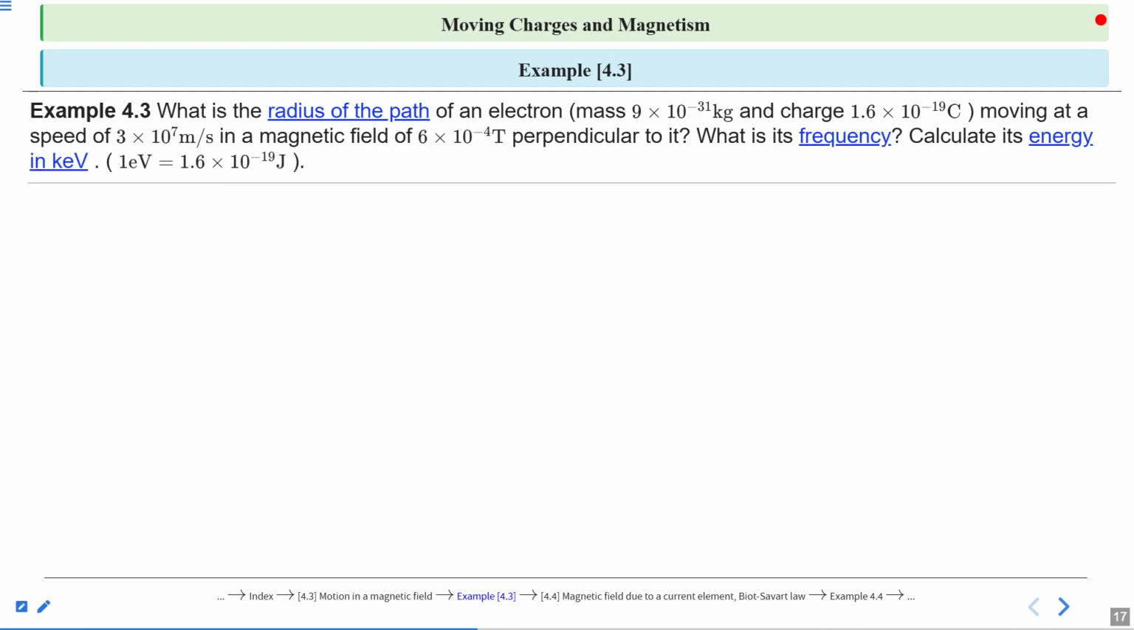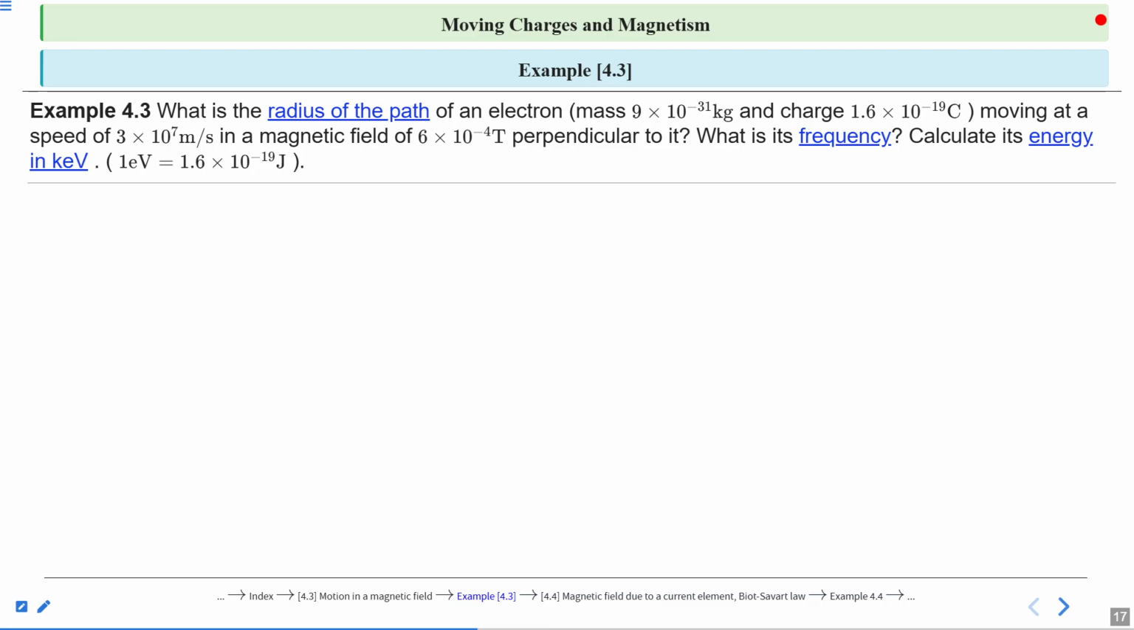Now, example 4.3. What is the radius of the path of an electron, mass 9 into 10 to the power minus 31 kg and charge 1.6 into 10 to the power minus 19 coulomb, moving at a speed of 3 into 10 to the power 7 meter per second in a magnetic field 6 into 10 to the power minus 4 Tesla perpendicular to it? What is its frequency? Calculate its energy in kilo electron volt.